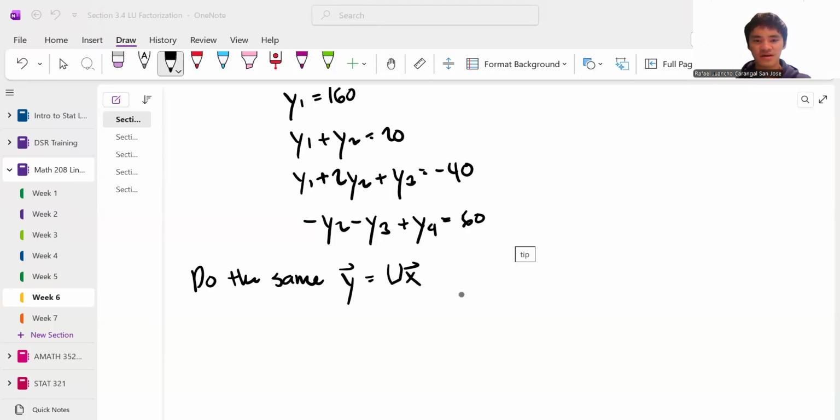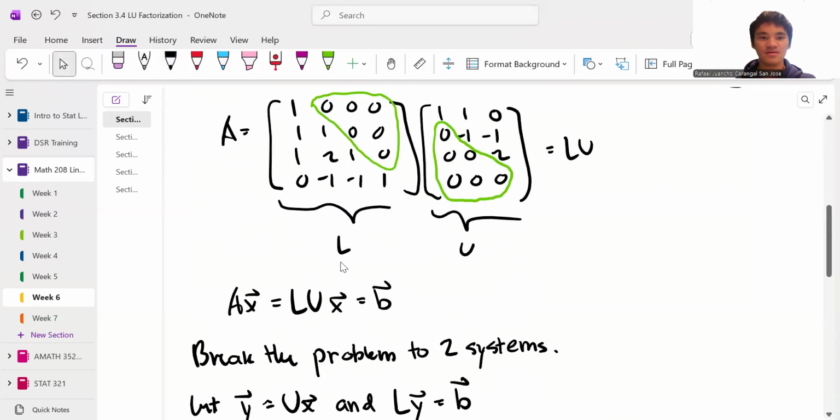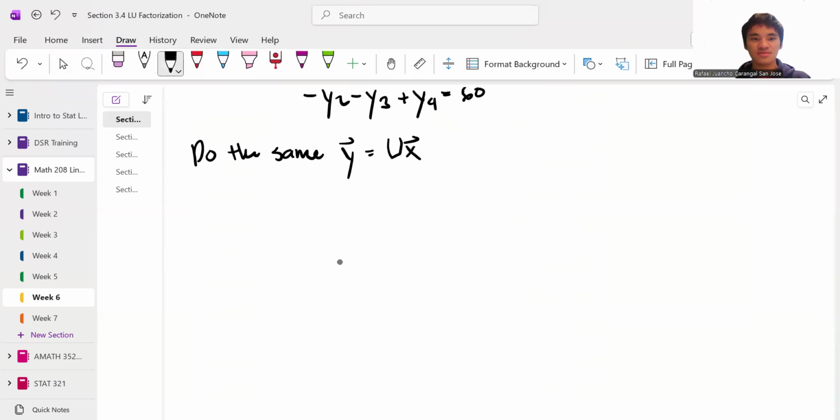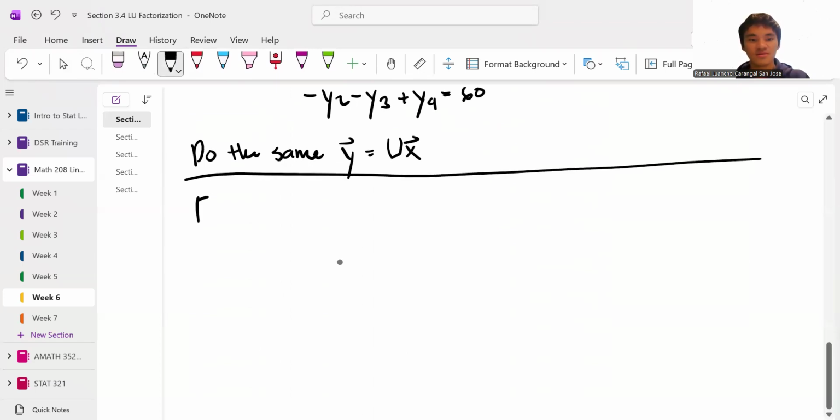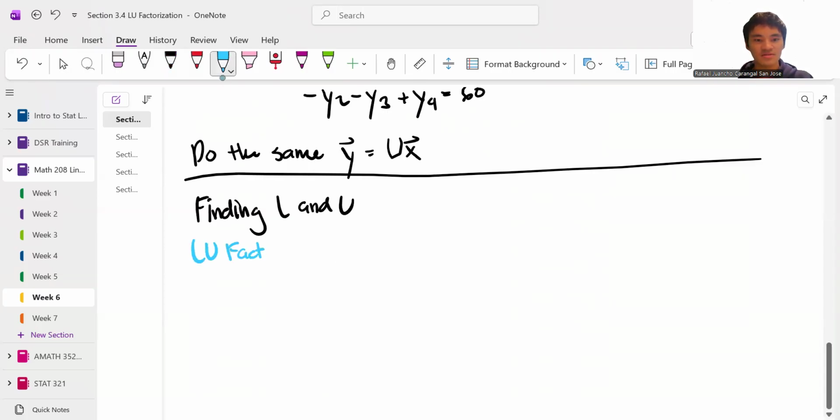So here's how we find L and U. This is not too important, but it helps when we do this. Pretty sure I talked about this in scientific computing, but it's a really similar concept. So when we find L and U, here we look at the buzzword LU factorization.